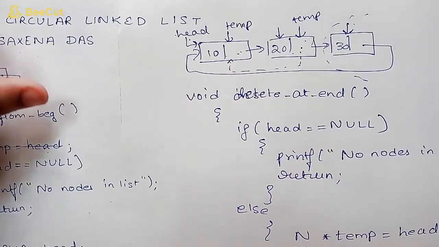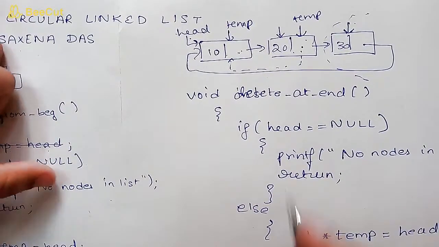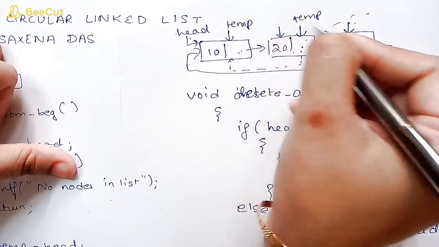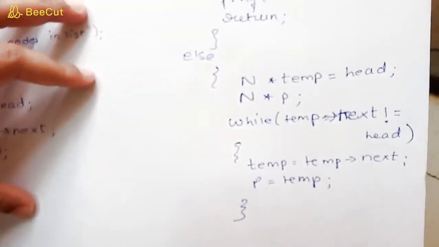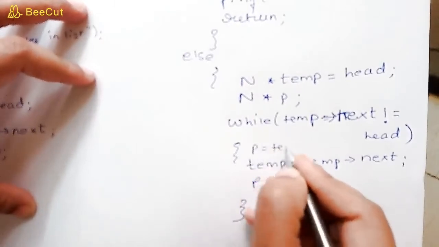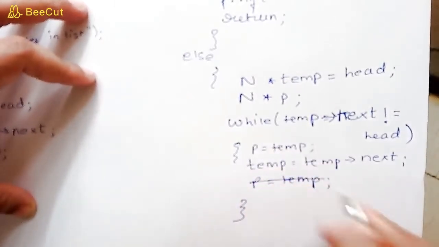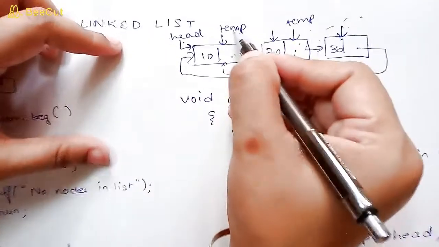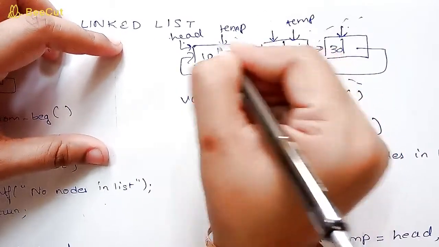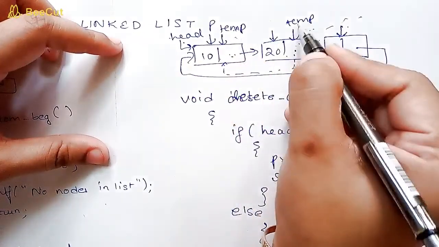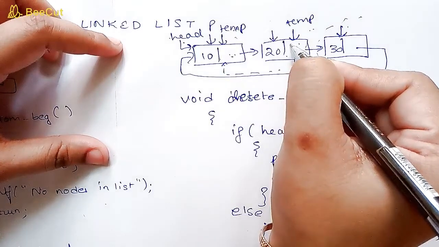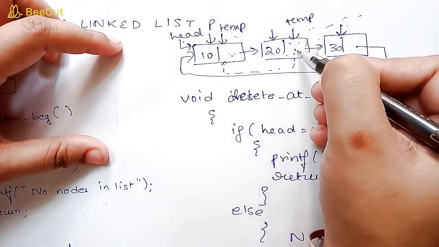One more thing is there. If I write p equals to temp, now see, p will point to this node only. So just remember the sequence. I have to write p equals to temp first. Otherwise, this code will not run properly. So temp was pointing to this node. Now p equals to temp means p is pointing to this node. And temp equals to temp next means temp is now pointing to this node. Again I'll check whether temp next is head or not.